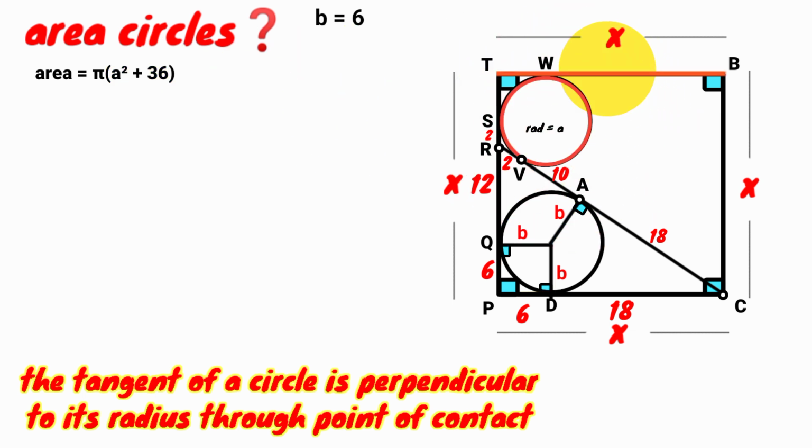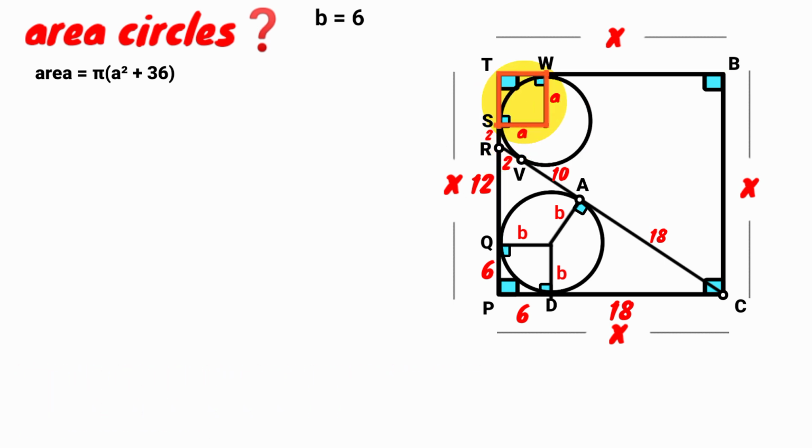Come back here. This line is a tangent and this is also a tangent to the circle. So if we draw the radii to the points of contact, the angles will be right. We look at this quadrilateral. Since 3 angles are right, opposite sides are congruent. Therefore, since this is a, this must also be a. Come back to this side. Its length is x, but it is divided into this 6 and this 18. So x equals 6 plus 18, which is 24. That is, this is also 24.